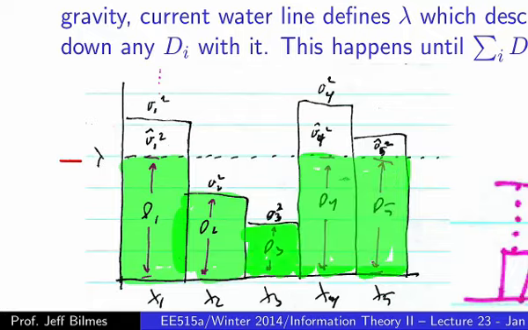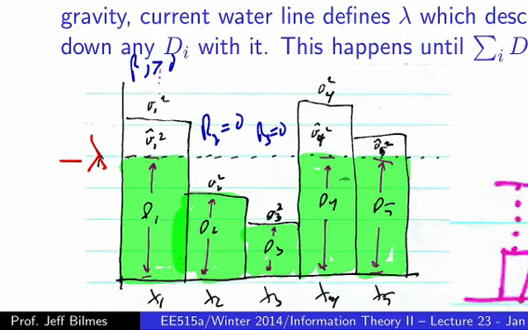This is lambda. And so this rate, R2, is equal to 0. R3 is equal to 0. But R1 is greater than 0. R4 is greater than 0. And R5 is greater than 0. Okay. And the rates are given by 1/2 log of sigma squared I over D, where the D's are all set equal to lambda. And I guess this is lambda prime here, using what we were saying before.